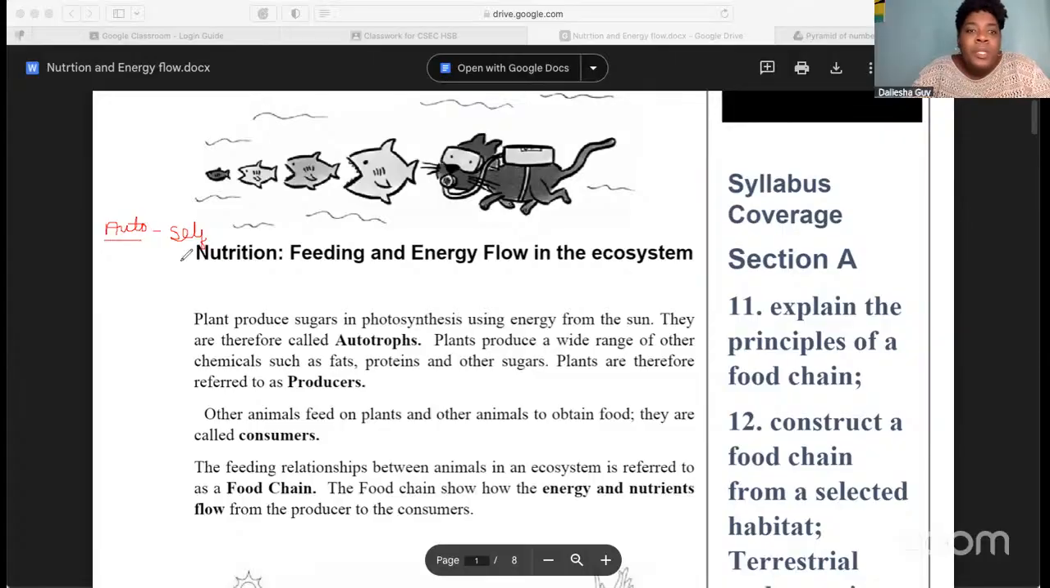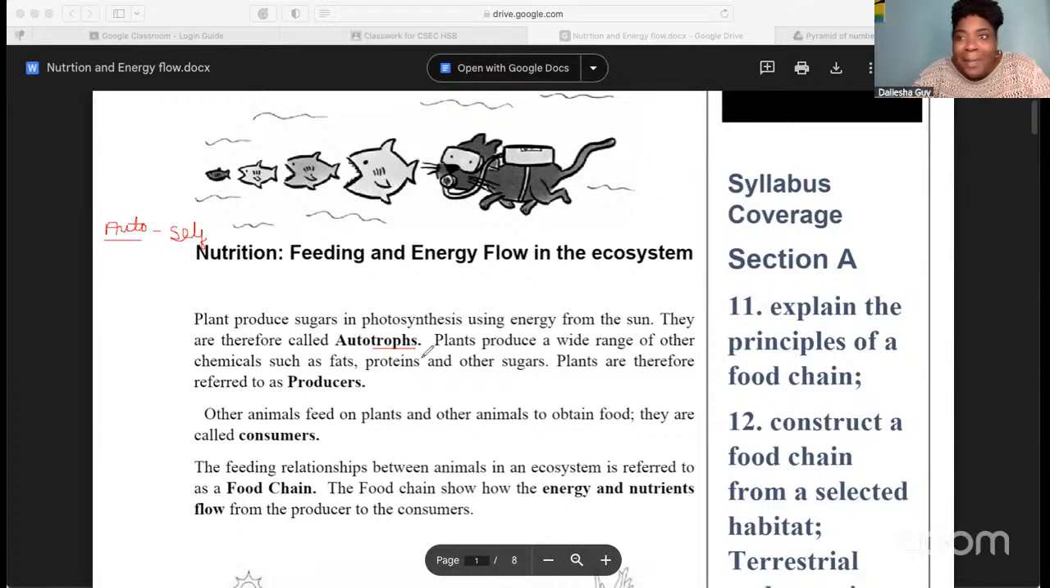So these autotrophs, as I said, feed themselves. The plants feed themselves. The word troph means feed, or to feed, or feeding level. So autotroph means self-feeders. Plants are self-feeders. They produce their own food and they feed themselves.